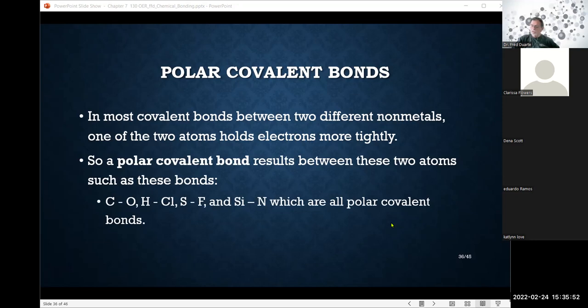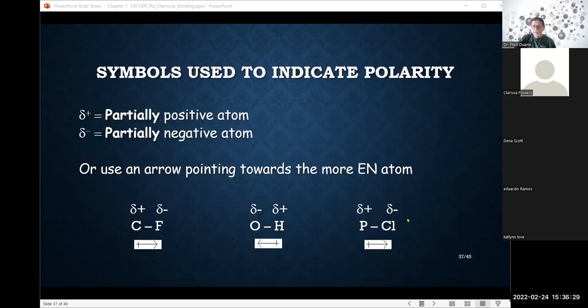All right, so things like carbon and hydrogen, hydrogen and chlorine, sulfur and fluorine, silicon and nitrogen all have polar covalent bonds. Again, because there's a difference in electronegativity between those two atoms. Just the fact that they're different, you've got a polar bond, because they differ in electronegativity, and we can determine who's going to pull more because of their position relative to fluorine. With respect to ionic compounds, you have a full negative and full positive charge. Not so with covalent bonds. Because of the difference in electronegativity, you have a partial charge, and they are denoted by the following symbols.